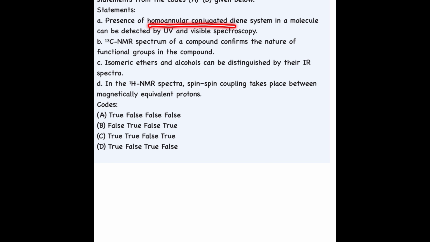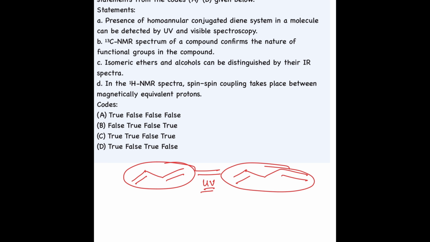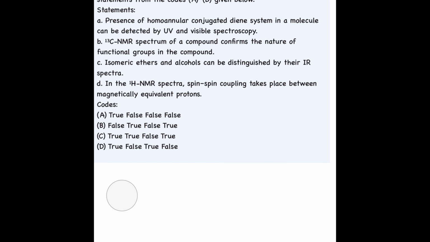Presence of homoannular conjugated diene within a molecule can be detected by UV-visible spectroscopy. That is completely true, as in the previous questions we have discussed that 1,3-butadiene and 1,4-pentadiene can be distinguished by using UV spectroscopy just because of the conjugation. So that statement is true. Next: 13C NMR spectrum of a compound confirms the nature of the functional group in the compound. No, this statement is wrong.